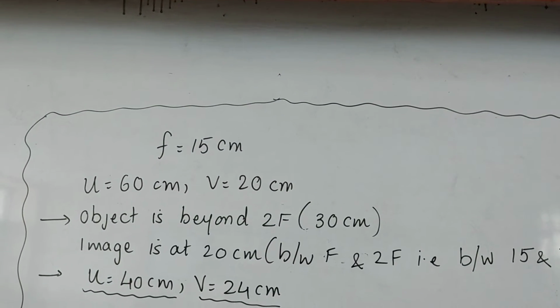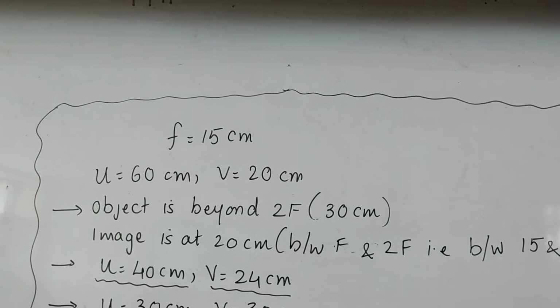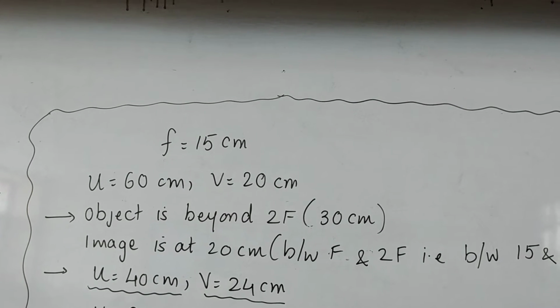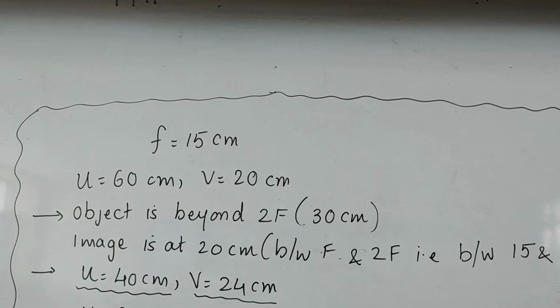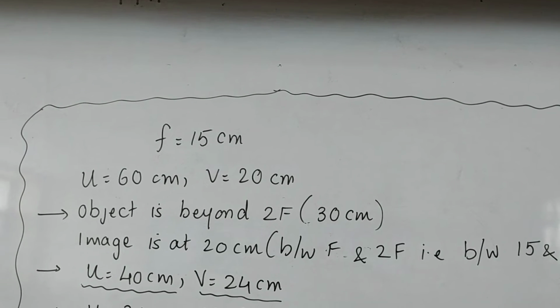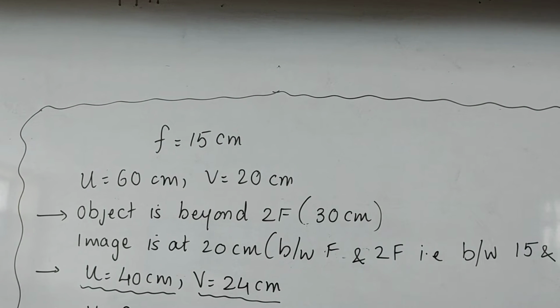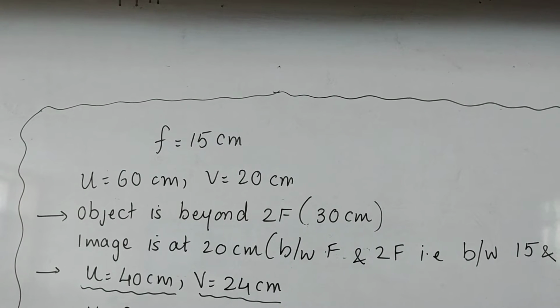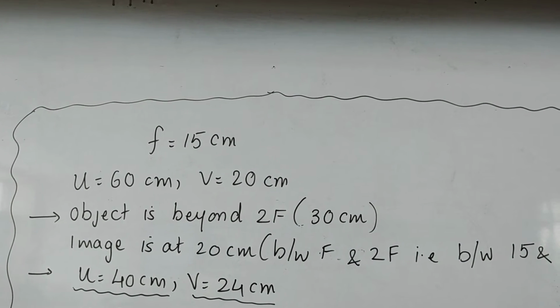Now let us look at the second observation. U is 40 centimeters, V is 24 centimeters. Again, the same explanation can be given as we have given in the first case, that object is lying beyond 2F and image is between F and 2F. This is also possible, because V is between F and 2F.